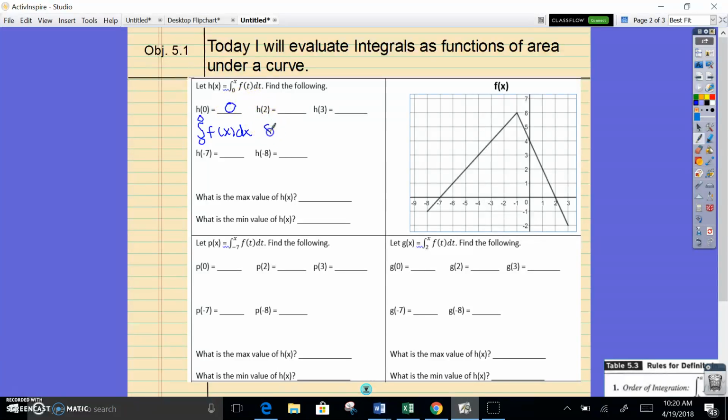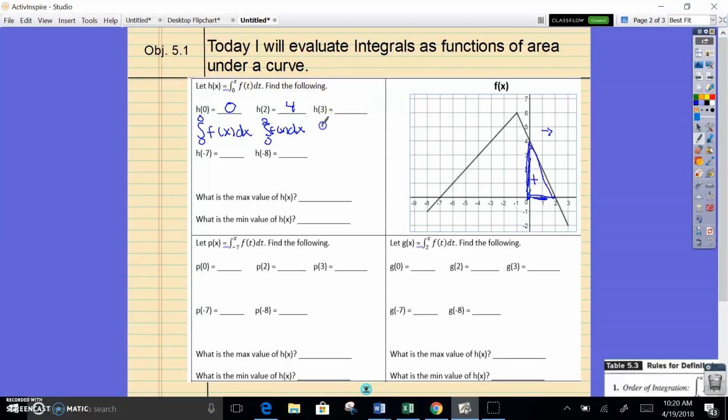For h of 2, if I start at 0 and go to 2, I'm going to start at 0 here. And if I go to 2, this area is going to be above the x-axis, and we are moving to the right. Because we're moving to the right and we're above the x-axis, that's going to be positive area. It is a triangle, so all I have to do is base times height divided by 2, and I believe that gives us 4.